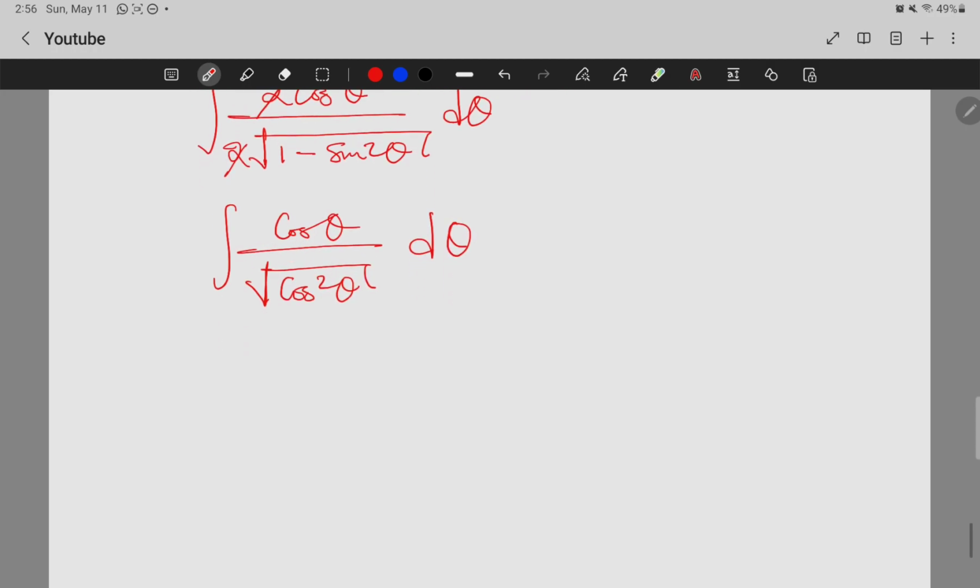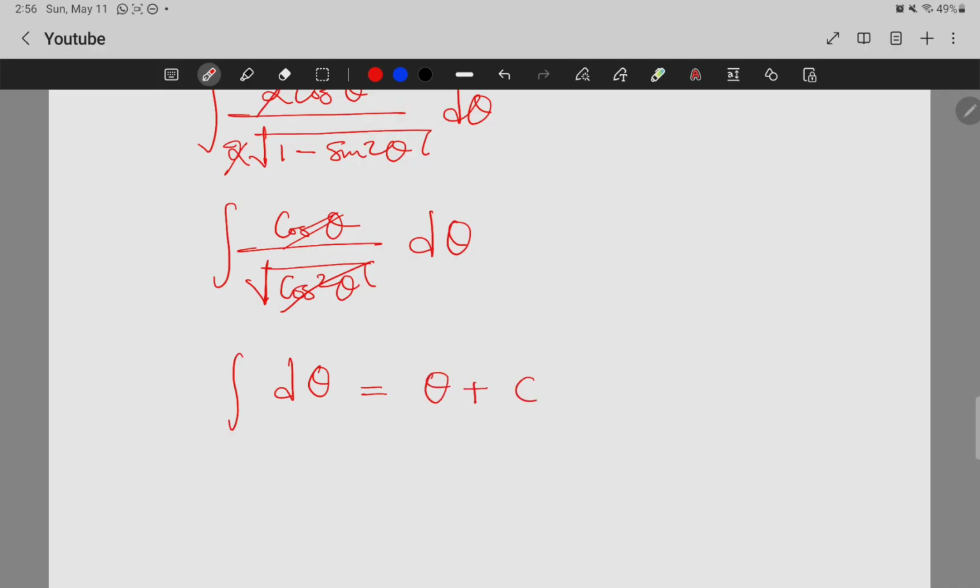The square root of cos squared theta will just be cos theta, so that this in the end will end up cancelling with that, leaving us with only d theta. The integral of that reduces to just theta plus c.